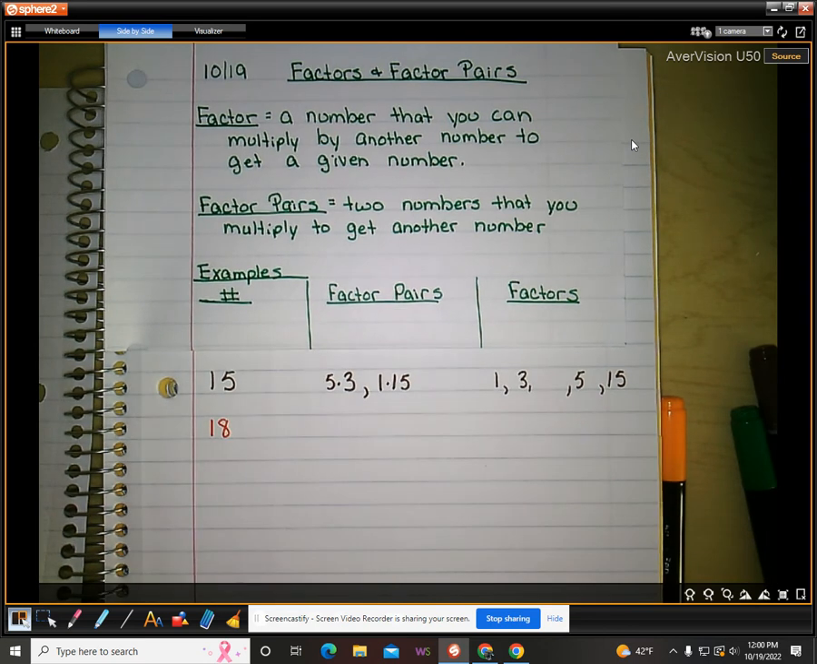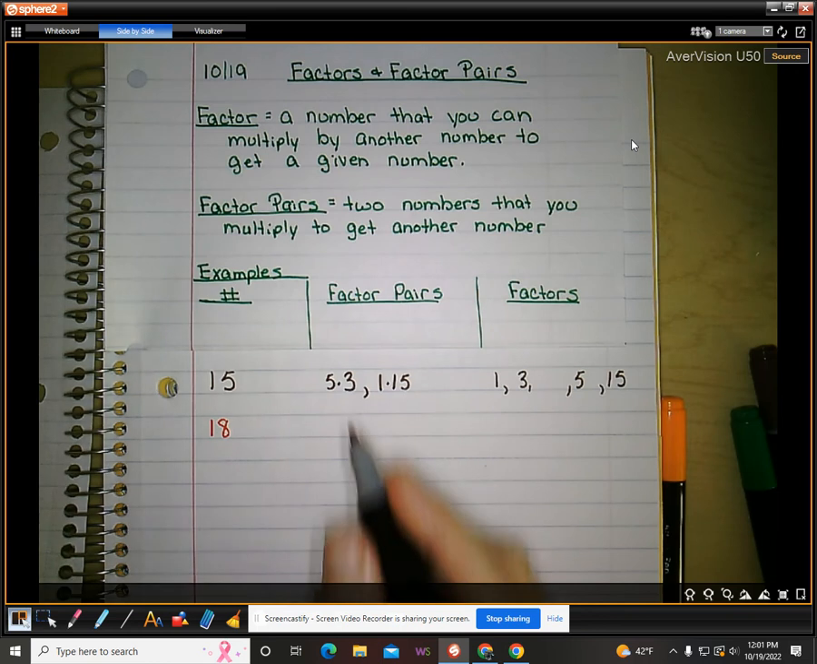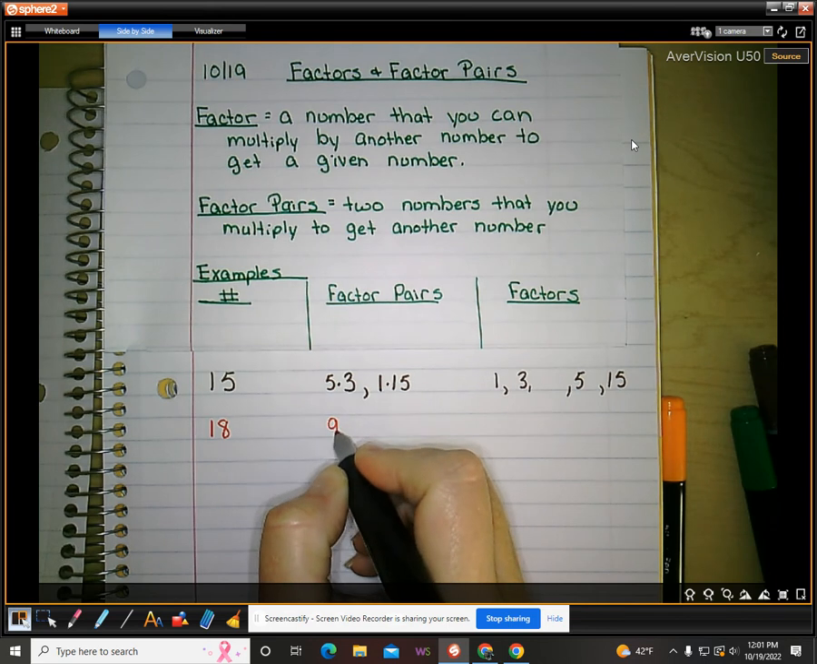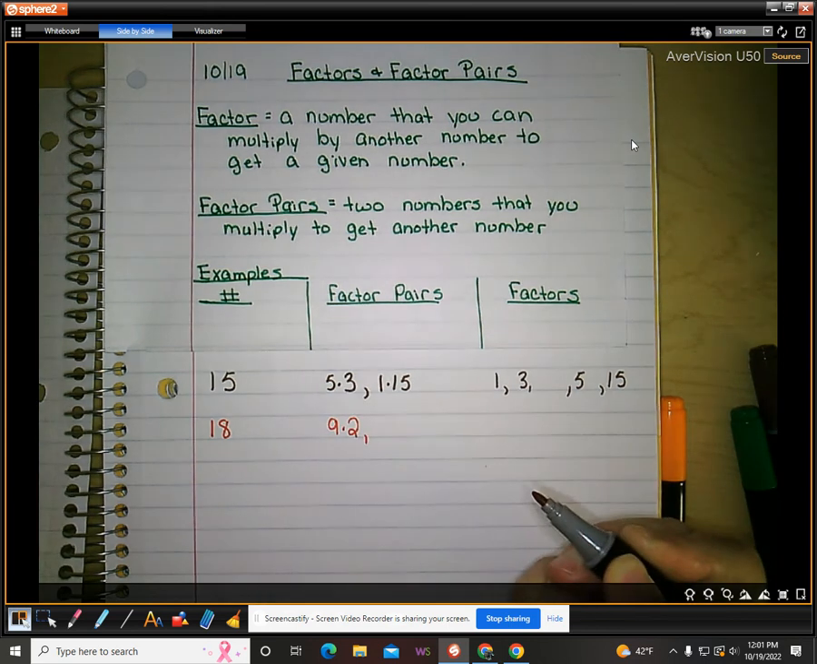18. Okay. What is a pair that we can multiply together to get 18? Everyone should have their hand in the air for the first one because it's the easiest that you can come up with. Mason, you were up first, so you can pick the easiest one or you can pick a different one. 9 and 2, which is the same as 2 and 9.